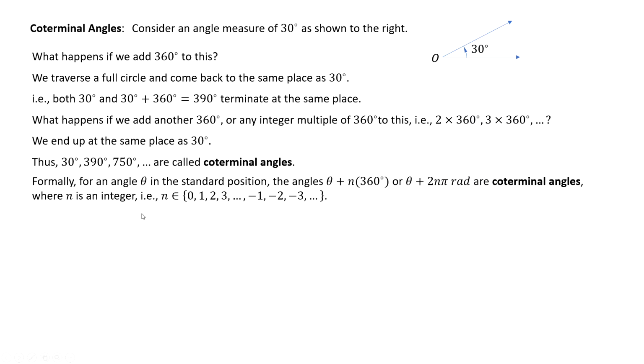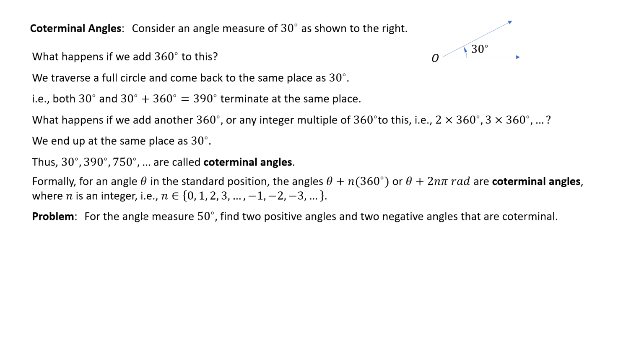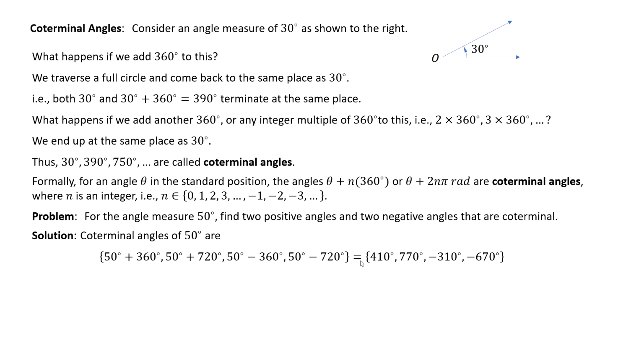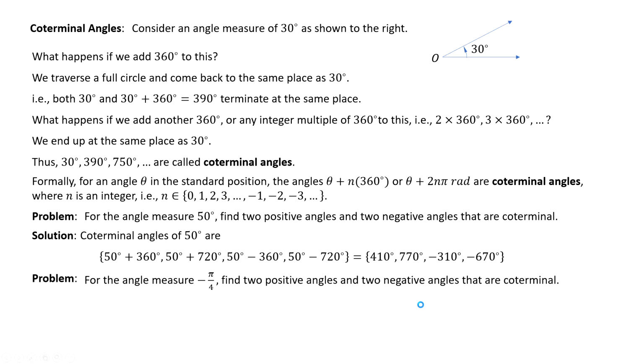So that's coterminal angles. For the angle measure 50 degrees, find two positive angles and two negative angles that are coterminal. Isn't that simple? First, I added 360, then I added 720 to get positive. If we subtract 360 and subtract 720, we should have the same thing, right? We should get a coterminal angle. That's it. Simple? I think so too.